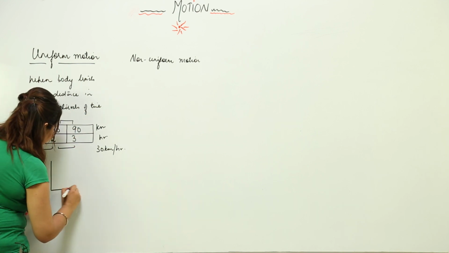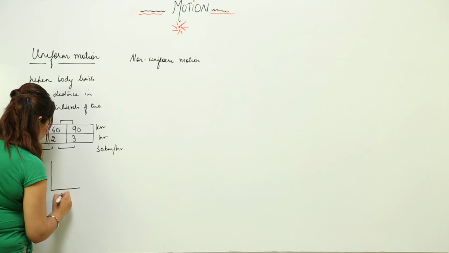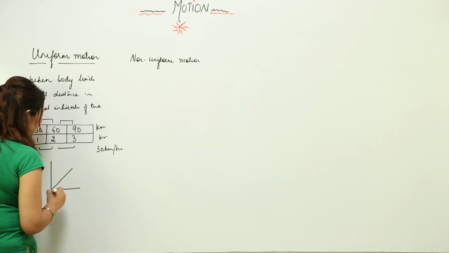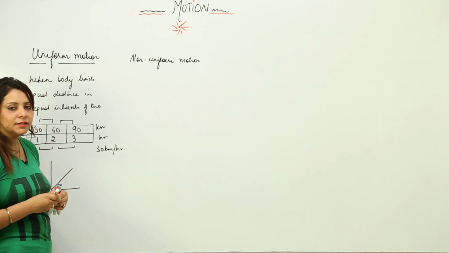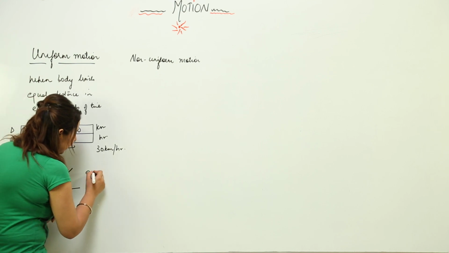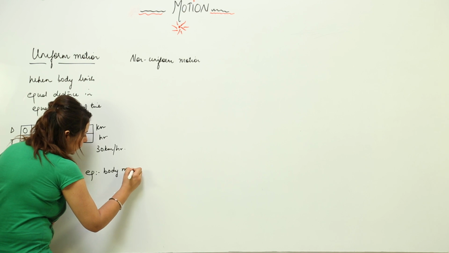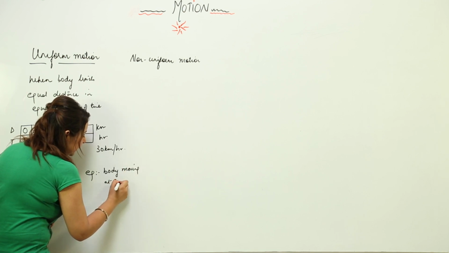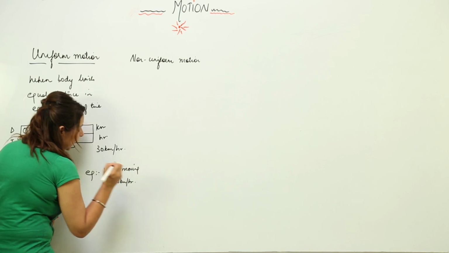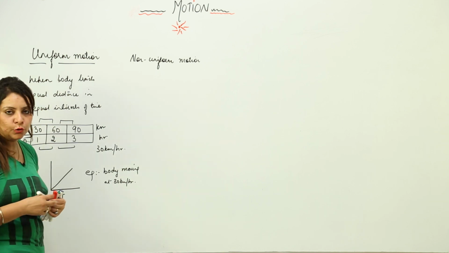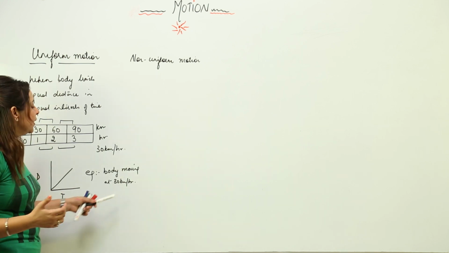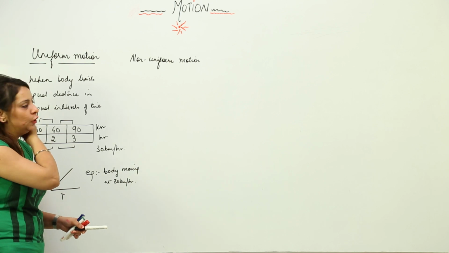And if we plot a graph for it, it comes out to be a straight line graph, because the body is traveling equal distance in equal intervals of time. For example, a car moving at 30 kilometers per hour. The motion is uniform, because in each hour it is covering 30 kilometers.